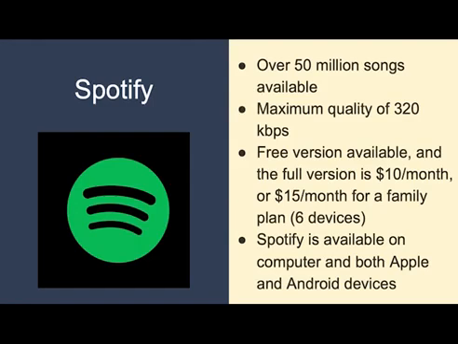Now, Spotify has over 50 million songs available, so it's a bit less than Apple, but quite a bit more than Google. It has a maximum quality of 320 kbps, so this is higher than Apple, at the same rate as Google, which makes it kind of a happy medium between the two of song availability plus quality of the music you're getting. There is a free version that is supported by ads and is limited, and then there is the paid version, which is $10 a month and then $15 a month for a family plan at 6 devices.